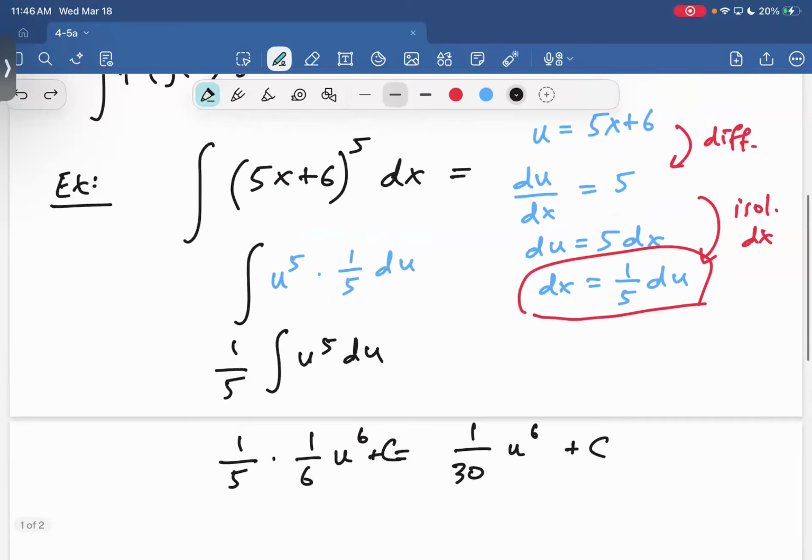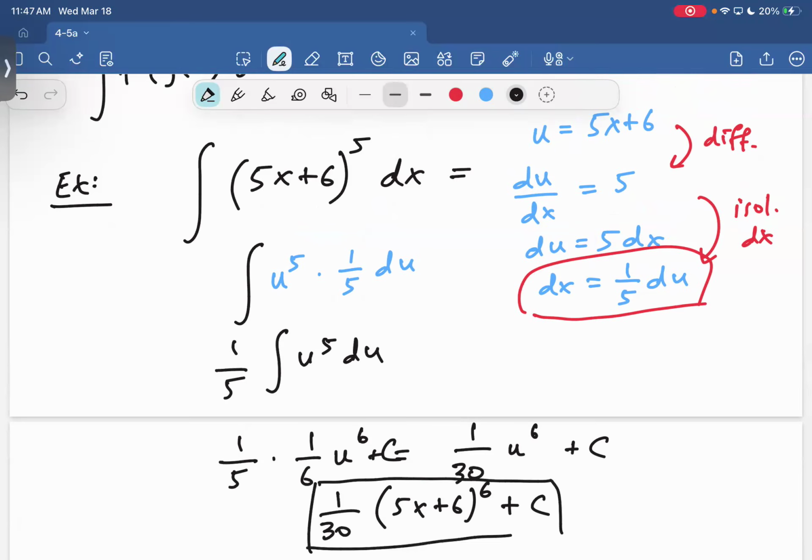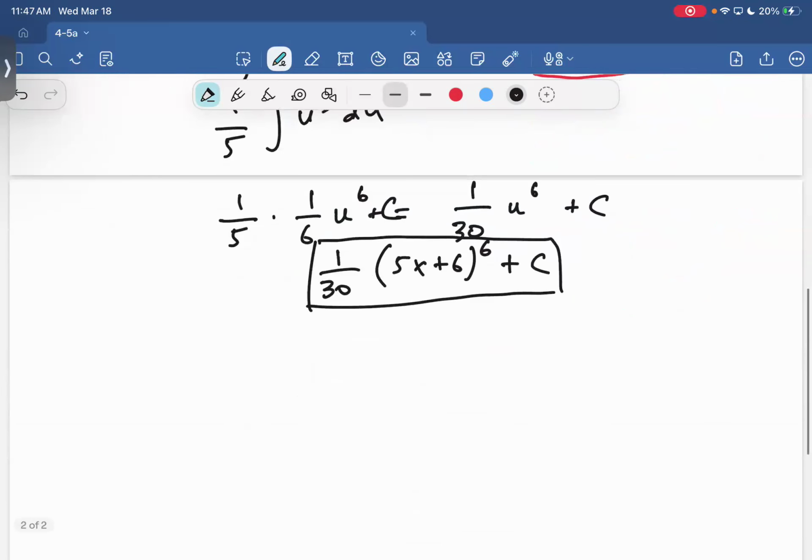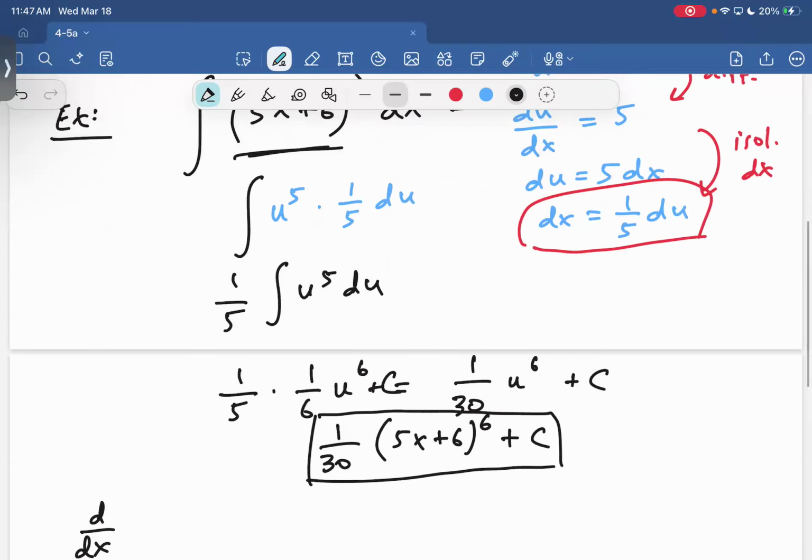The final step is then to plug in what I have for u back into the final expression. And so u is equal to 5x plus 6, which means that my final answer is 1/30 times 5x plus 6 to the sixth power plus c. Okay? And then let's go back and check to make sure that this is actually correct. So let's take the derivative of the integral that we've just found, and we should end up with our original expression up here. Okay? So let's check.